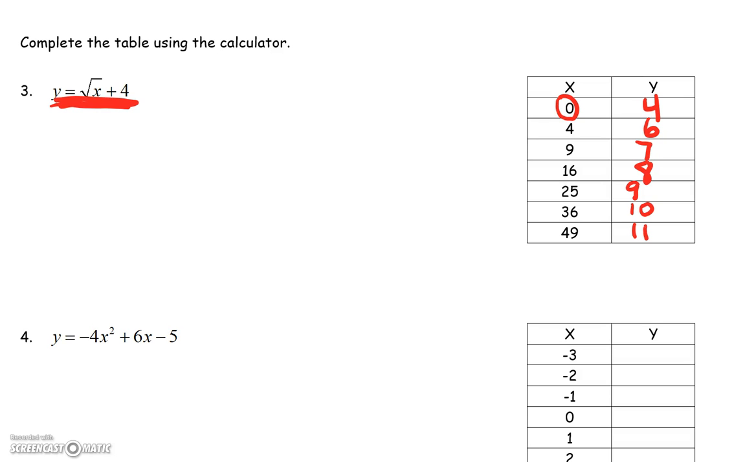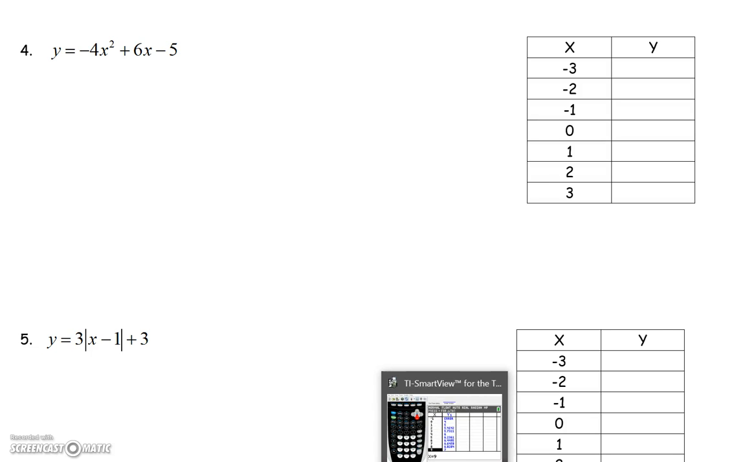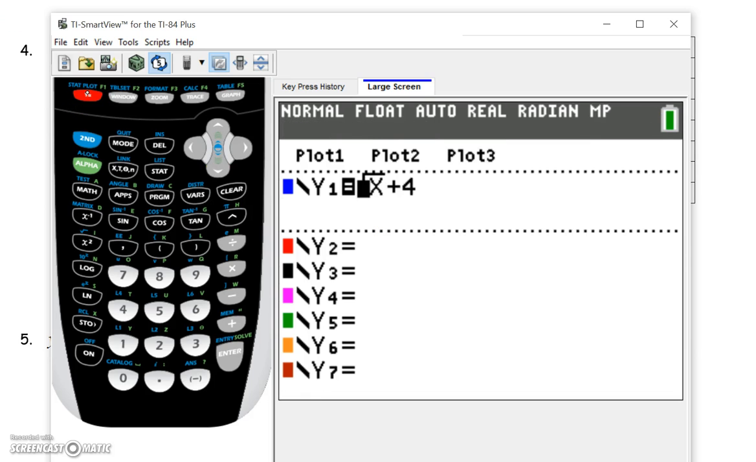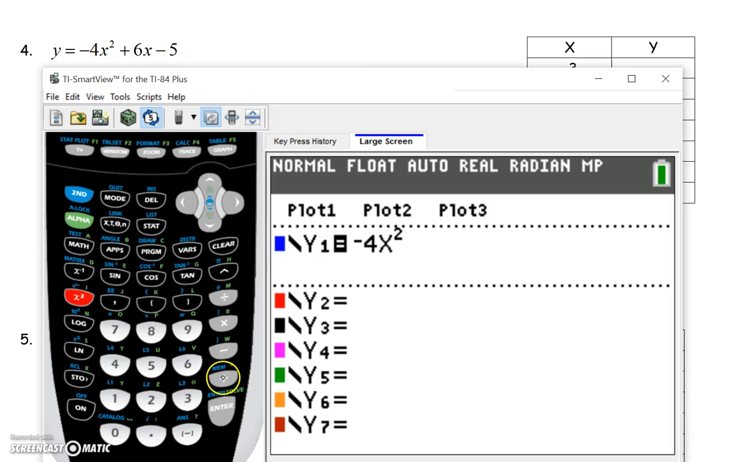Let's try another using the calculator. Exercise 3 asks us to use the function y equals negative 4x squared plus 6x minus 5. So I'm going to go to my calculator and type that in. Negative 4x squared plus 6x minus 5. Back to the y equals screen. We can clear out the function we just used. And y equals negative 4x squared plus 6x minus 5 is our function.